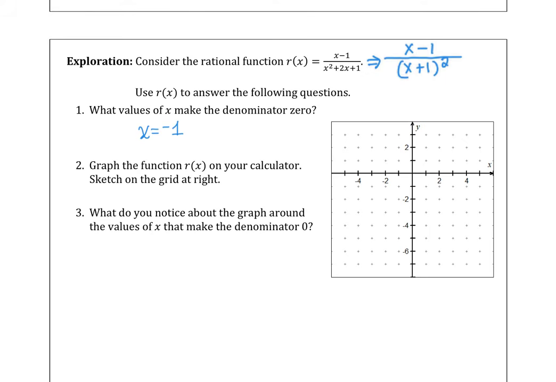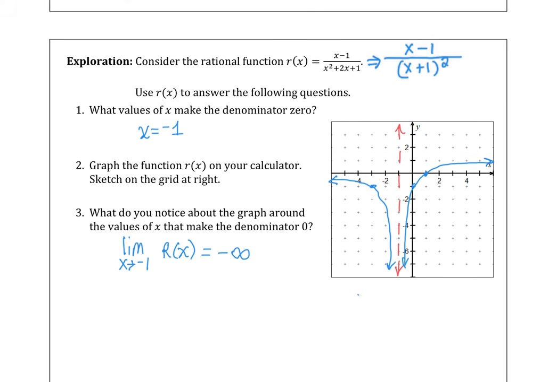And what do you notice about the graph around the values of x that make the denominator 0? Well, I said it seems to me that the input values approach -1 and the output values decrease without bound. So we could say, using our math language, the limit as x approaches -1 of the function r of x from both the left and the right goes unbounded.